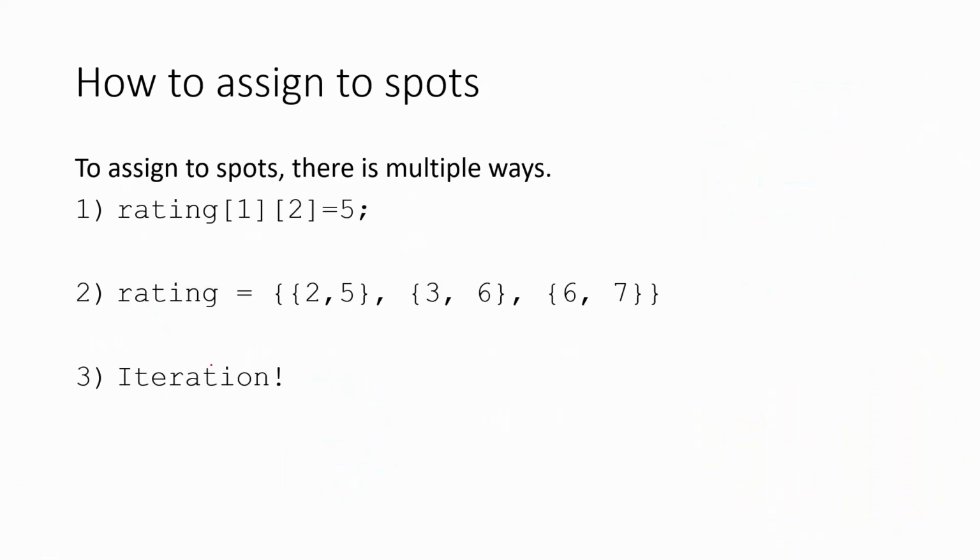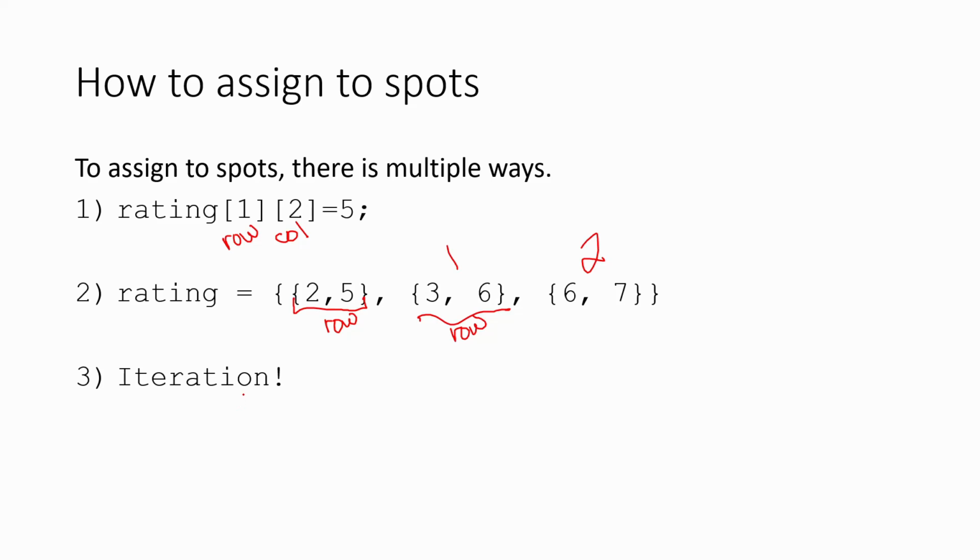All right, how do we assign some spots inside the array? Well, I can say rating bracket 1, bracket 2, so that would be at spot row 1, column 2. I'm going to put a 5. You could do that a bunch of times, right? Just go through all the numbers. If you want to make a two-dimensional array and you already know all the values, what you can do is do a curly brace, and then for each new row, put a curly brace, row information, comma, new row. So this would be a new row. This would be row 1, technically, and this would be row 2 for the next one.